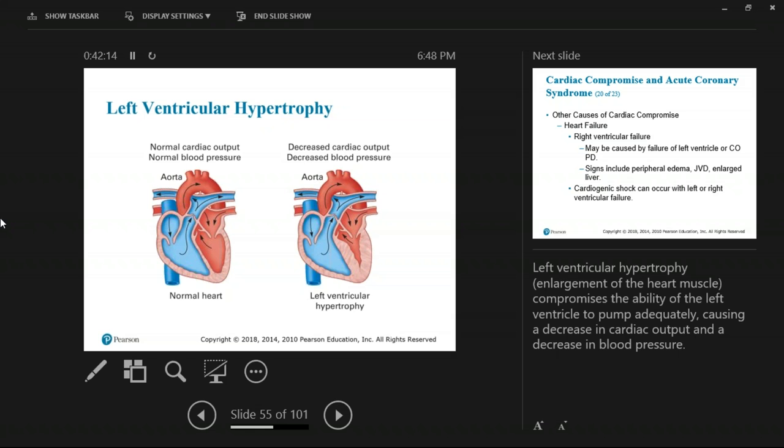You can read these. Normal heart, normal ventricles, left heart. I mean, the left ventricle has left ventricular hypertrophy, or it's much, much thinner. And that's what you're going to have: reduced cardiac output.